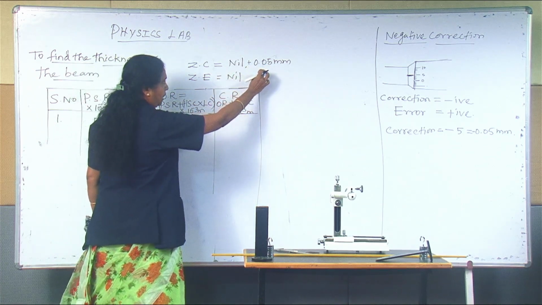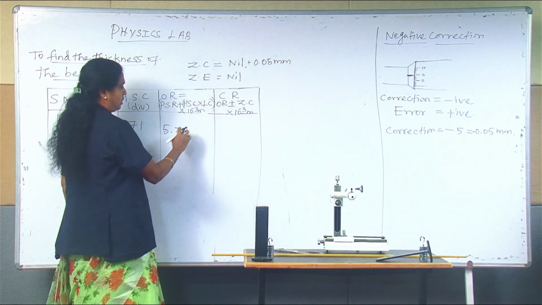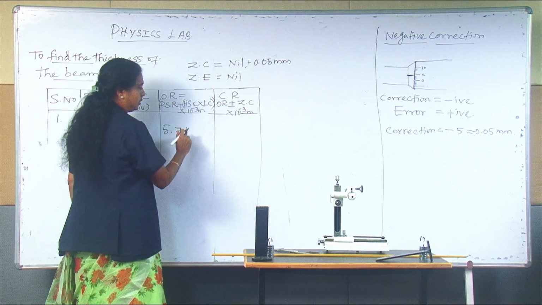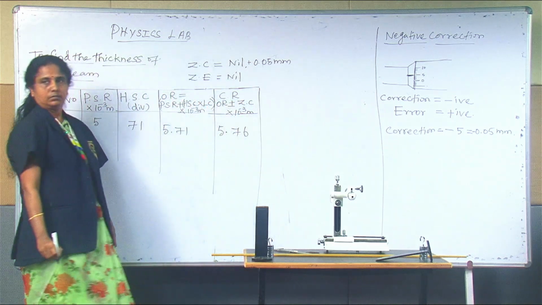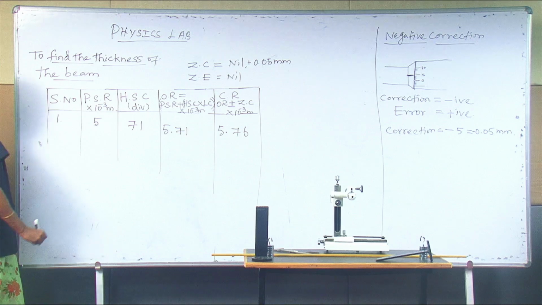So I have to add this 0.05 mm with this 0.71. So 5.71 plus 0.05 becomes 5.76. You got it? Okay.